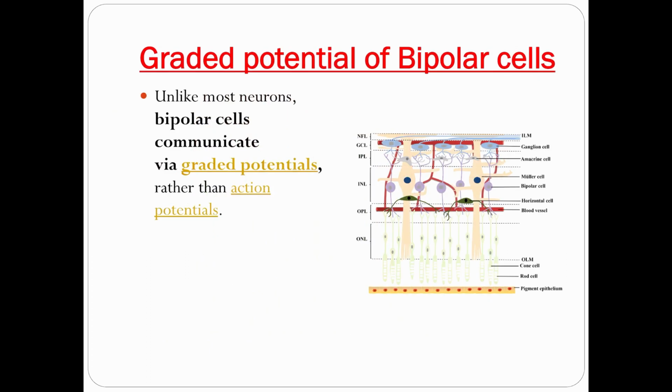Okay, come here, see. As far as your cells are concerned, you see bipolar cells, I already told you that it is a graded potential just like receptors, and like most of the neurons, bipolar cells communicate via graded potential again, not action potential.